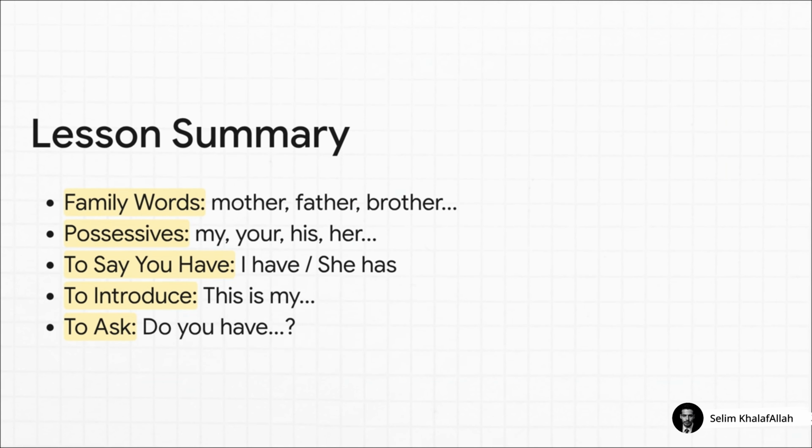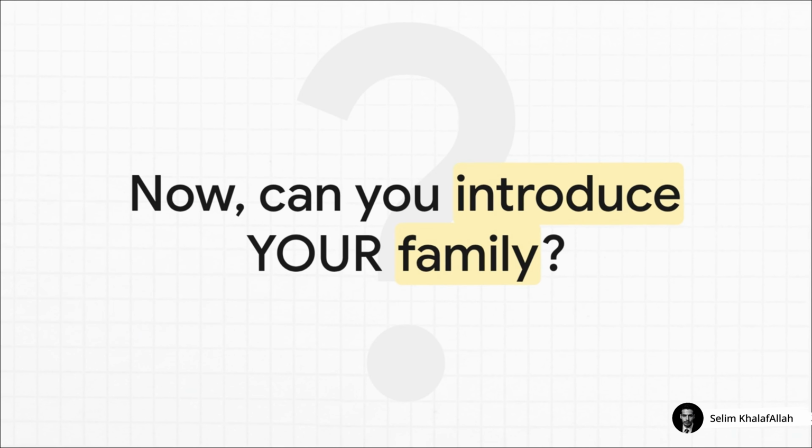So let's do a quick recap of the most important points. We started with the core family words. Then we learned how to use possessives like my and his to show who belongs to whom. We covered how to say you have family members using I have or she has. And finally, we put it all together with key phrases to introduce and to ask about family. And that's really it. You now have the fundamental tools to talk about the people closest to you. The only question left is the one right here on the screen. Now, can you introduce your family? Give it a try. After all, that's what language is for, connecting with people.